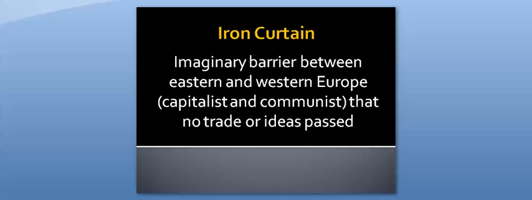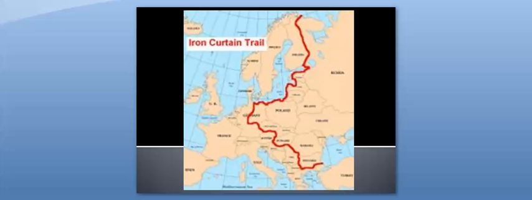The Soviet Union essentially cut themselves off from Western Europe, leading Winston Churchill of Great Britain to say an Iron Curtain had descended on Europe. And that term, Iron Curtain, remained throughout the Cold War. This means that an invisible barrier existed between the two sides of Europe, East and West, and that trade and ideas did not pass between the two sides. So there you can see the Iron Curtain.